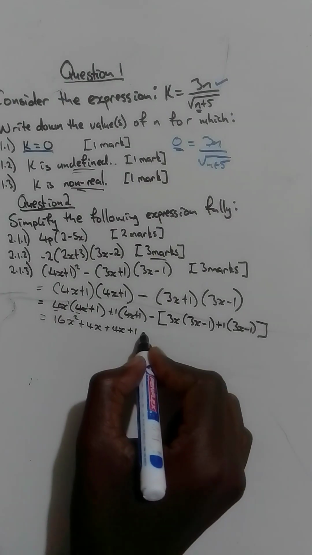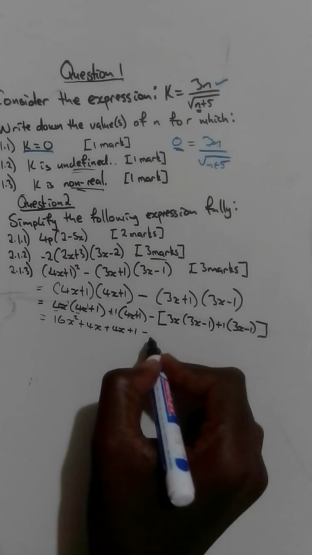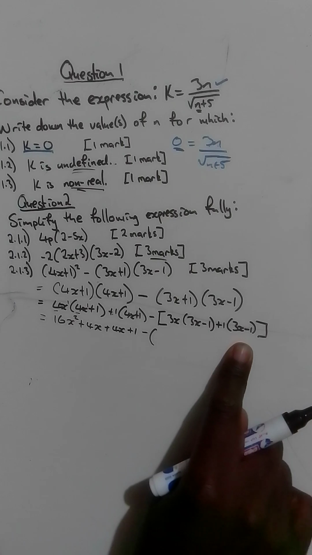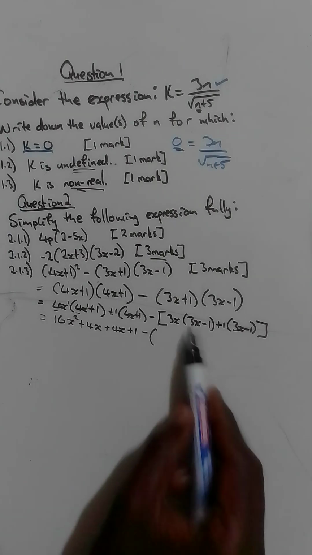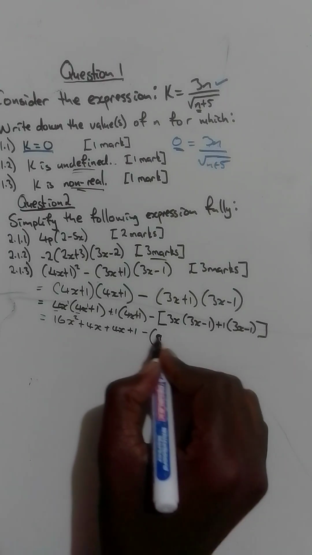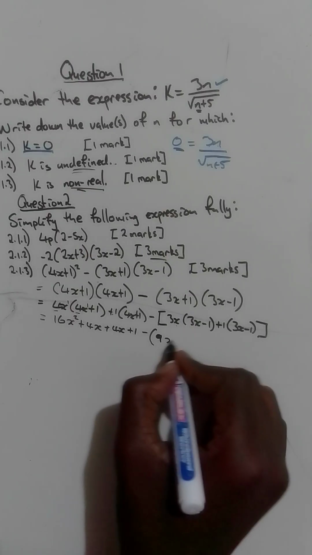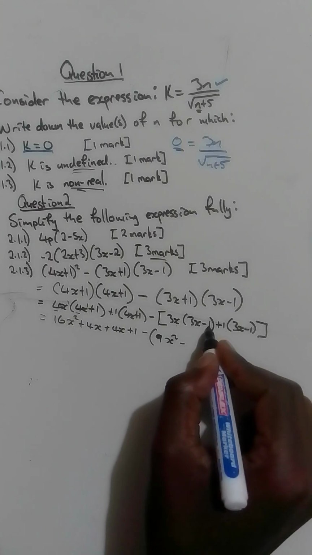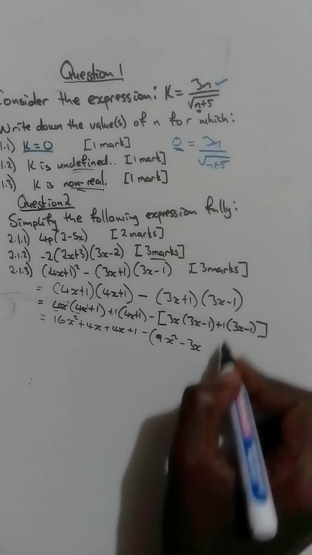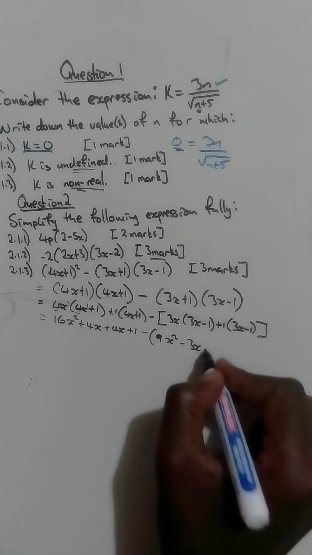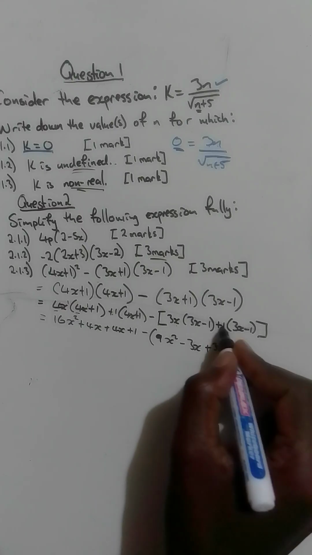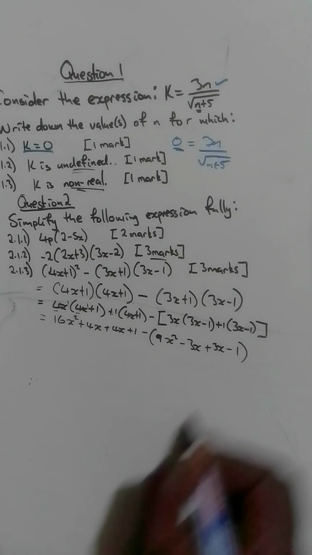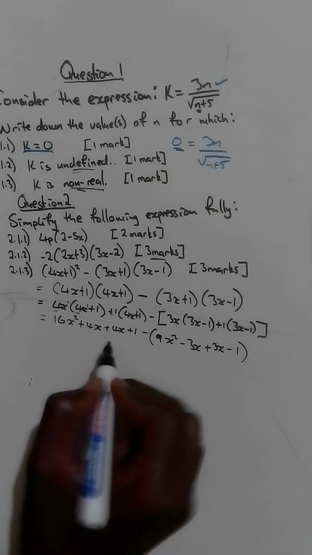I repeat writing this minus, right? And then I open a bracket because I still have to multiply with whatever product that I find here. Now I say 3 by 3, that's 9. And x by x, that's x squared. Positive times negative, that's a negative. 3x times 1, that's 3x. And then 1 times that, it's a positive 3x. Positive times negative, that's a negative 1. We close the bracket.